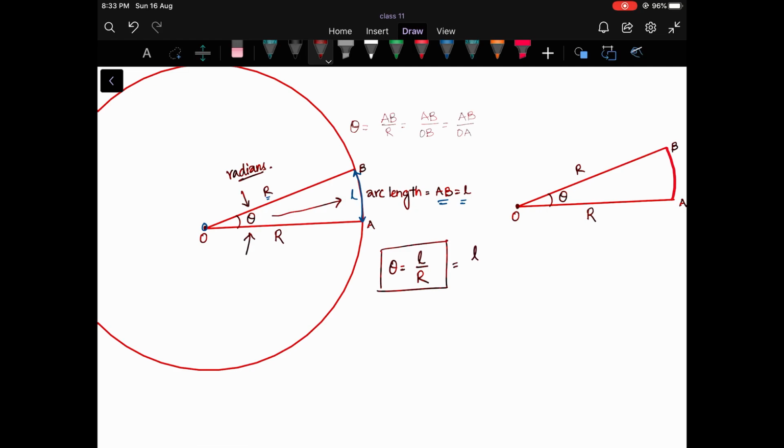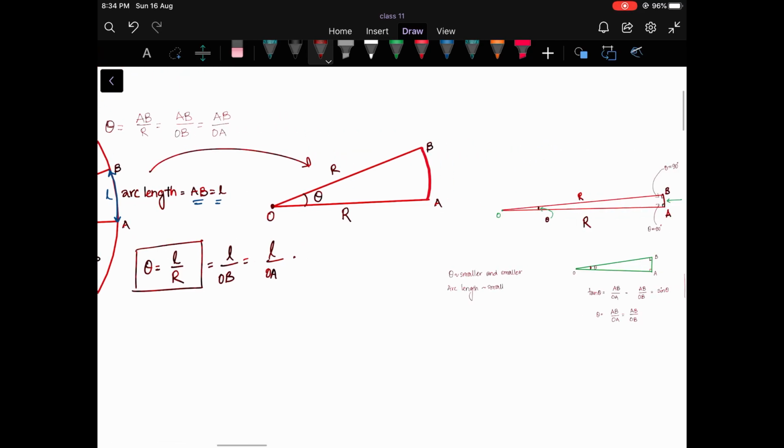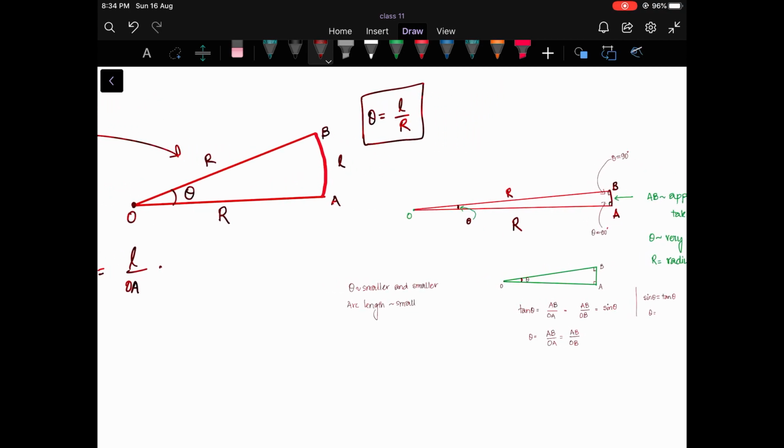It does not matter whether you take OB in place of R, or you can also take OA in place of R. Now when I isolate this diagram, it's going to look like this, and the relation still holds, that your theta is equal to L by R. Now approximately, we can take this theta and make it very small.